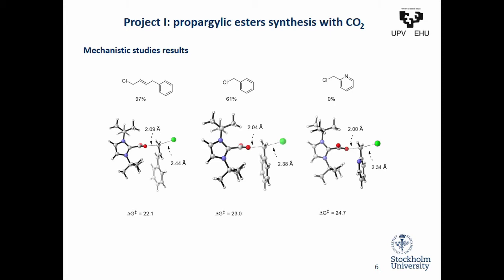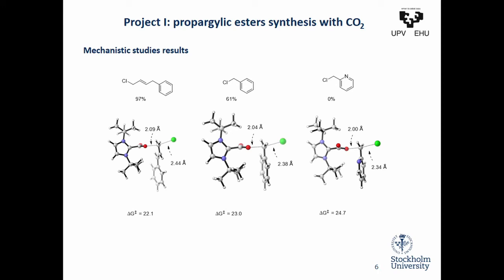What we notice is that the first substrates have a longer bond distance between oxygen and carbon, and also carbon and chloride. And those goes lower and lower as the yield goes lower. Also, the energy goes higher. That means it makes more difficult for the last substrate to be formed, but not impossible. That's why the second substrate, we see that we obtain, with only 1 kilocal of difference, 61% of yield.